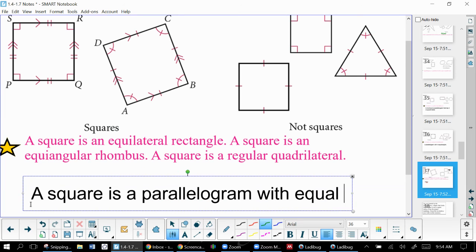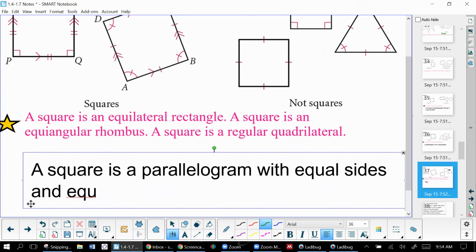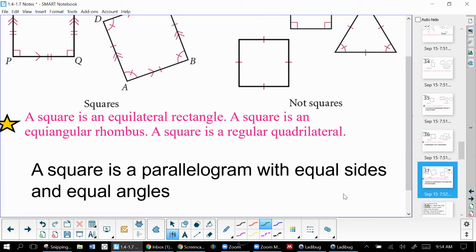You could even go with something like a square is a parallelogram with equal sides and equal angles. That says the same thing as all of these. Equilateral rectangle, remember a rectangle is equiangular, so equal sides and equal angles. Or an equiangular rhombus, equal angles, but a rhombus already has equal sides. Regular, if you remember that one from back at the beginning of the week, regular means equal sides and equal angles. So lots of different ways to write that one down, but remembering that it's equal sides and equal angles to make a square.